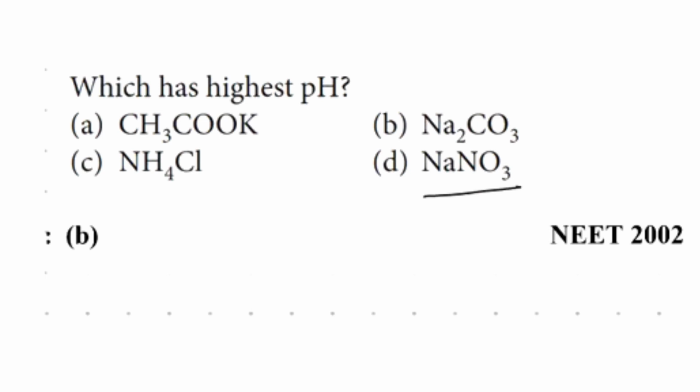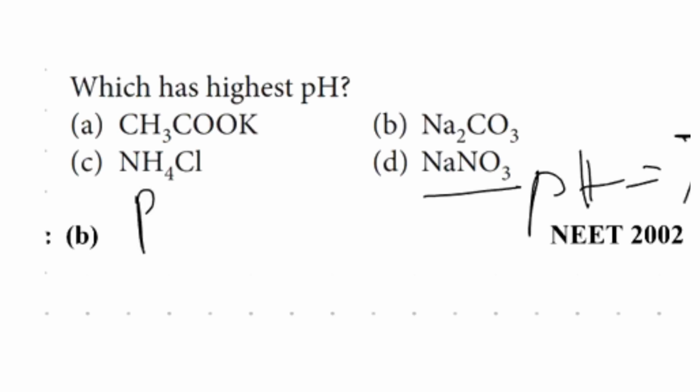Look at this option C. This is a salt of weak base NH4OH and strong acid HCl. Okay, so here solution will be acidic. pH will be less than 7. What is the question? Highest pH.